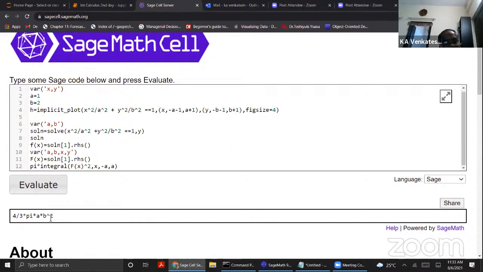So 4 by 3 pi ab square. So we get anything. If you want, you can try out with this way. Whatever possible I did is what I have for you today. Now I can open for questions. We can discuss whatever we want.